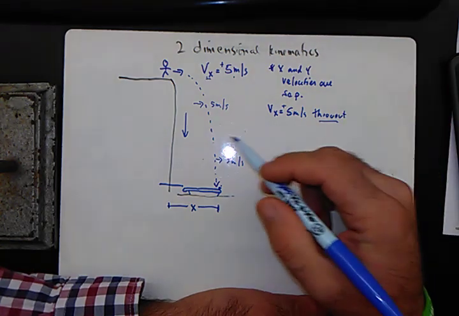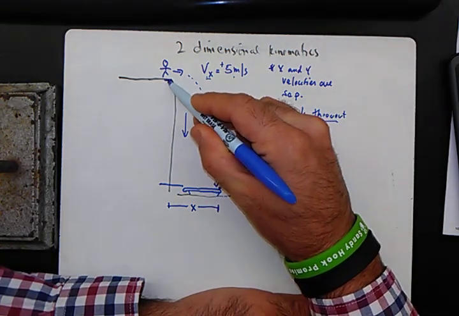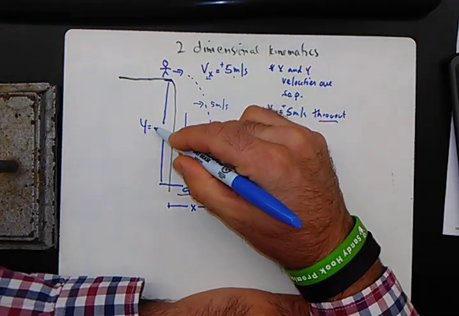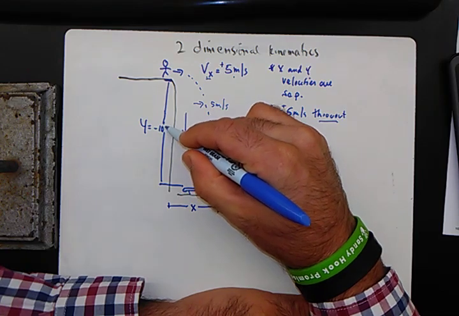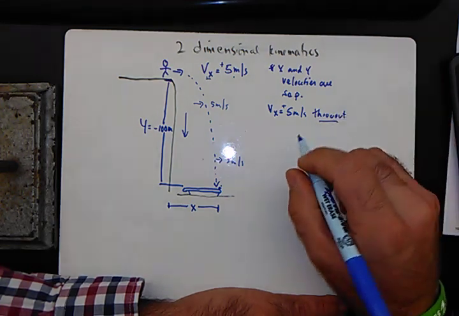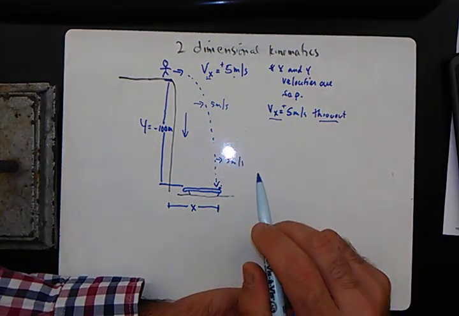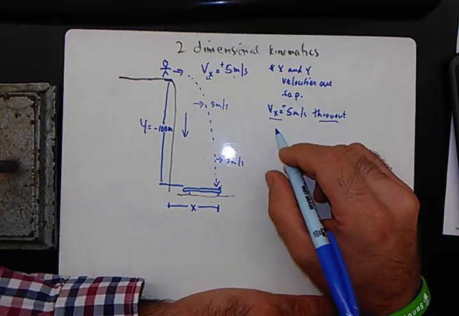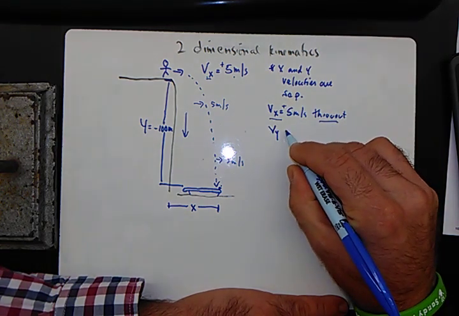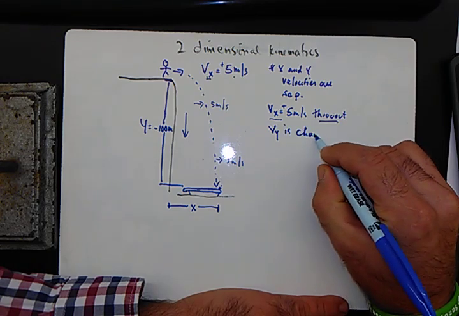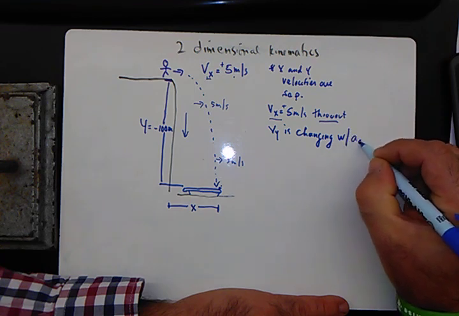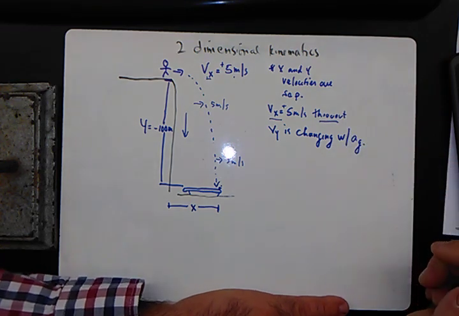Let's say that the height here, y equals, we'll say, negative 100 meters. Pretty high cliff. So we know that the x velocity remains constant. The y is going to change. Velocity in the y direction is changing with acceleration of gravity.